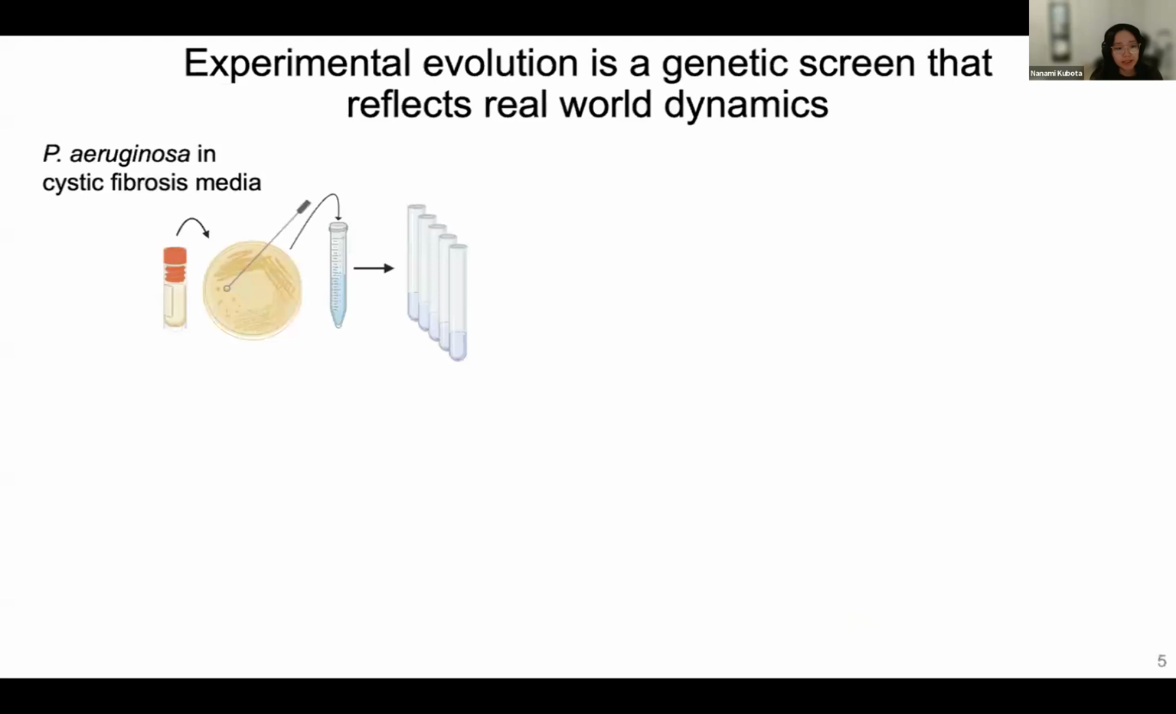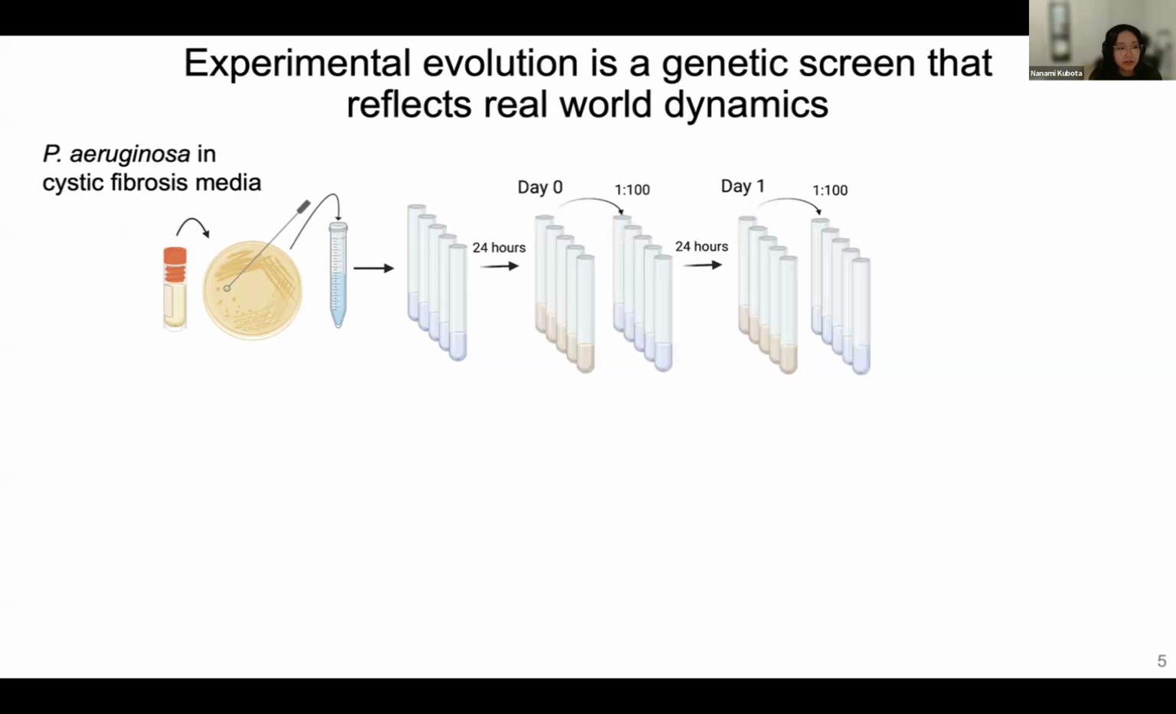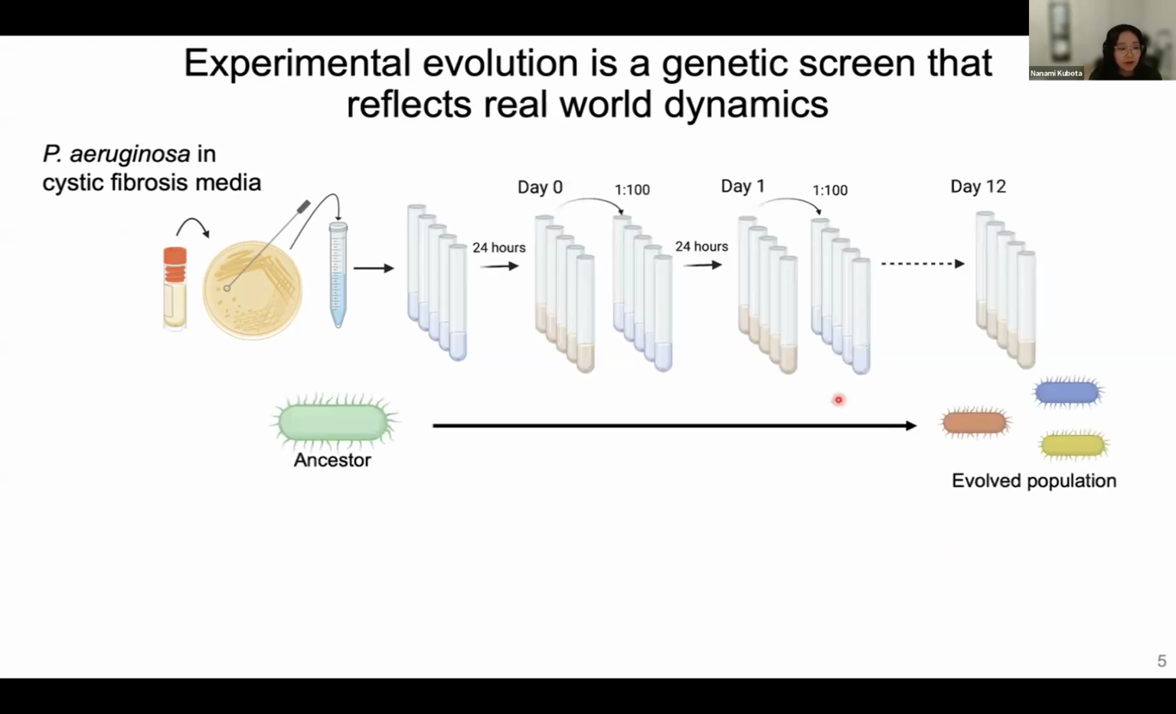What our lab does is a lot of experimental evolution, which is a very powerful tool to study adaptation. At least in the context of my study here, we take a clonal isolate of our ancestor, Pseudomonas aeruginosa, and seed a starting population in cystic fibrosis media, which contains nutrients that you would find in a cystic fibrosis lung. We passage this over the course of 12 days and compare our evolved population against the ancestor.